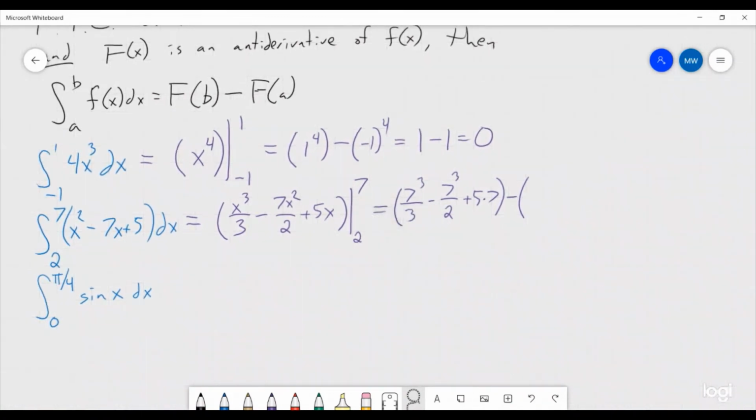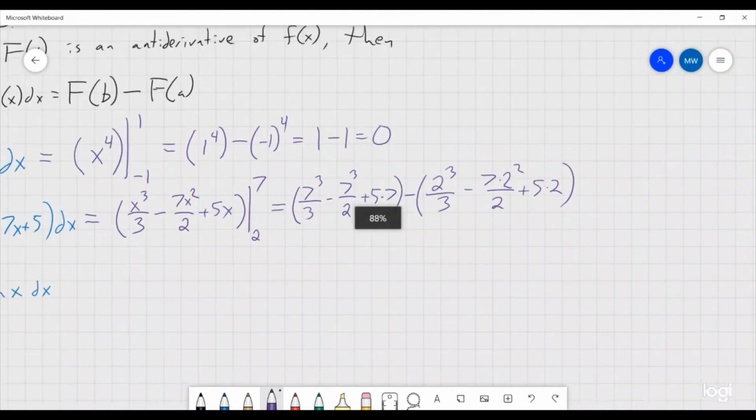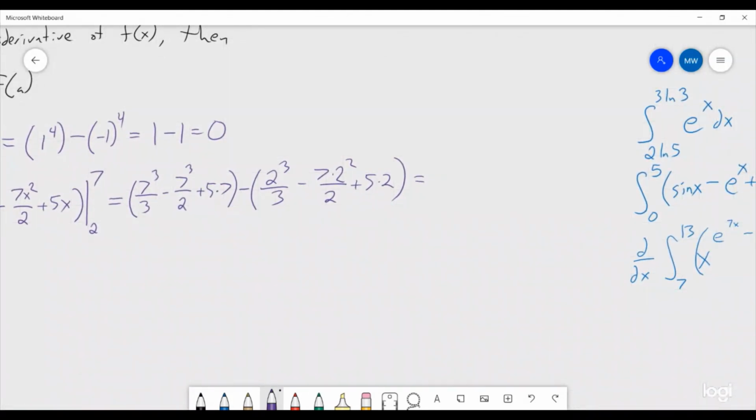Okay, and then we have that minus 2 cubed over 3, 7 times 2 squared over 2, plus 5 times 2. We go through and evaluate this. Let's see, something thirds minus something halves, that becomes a negative 7 cubed over 6, plus 35. And we have minus, let's see, this is 8 thirds minus 14 plus 10, so that becomes a minus 4.